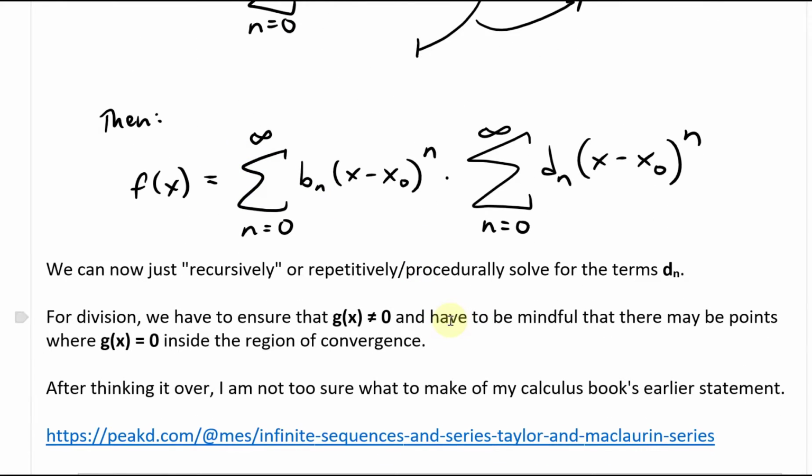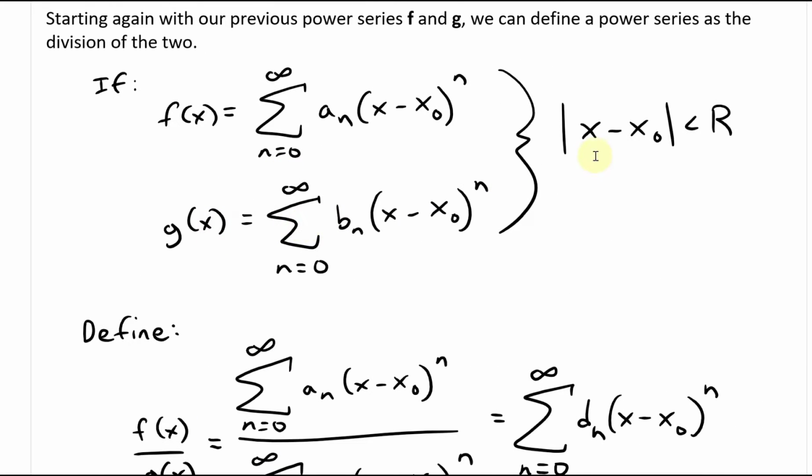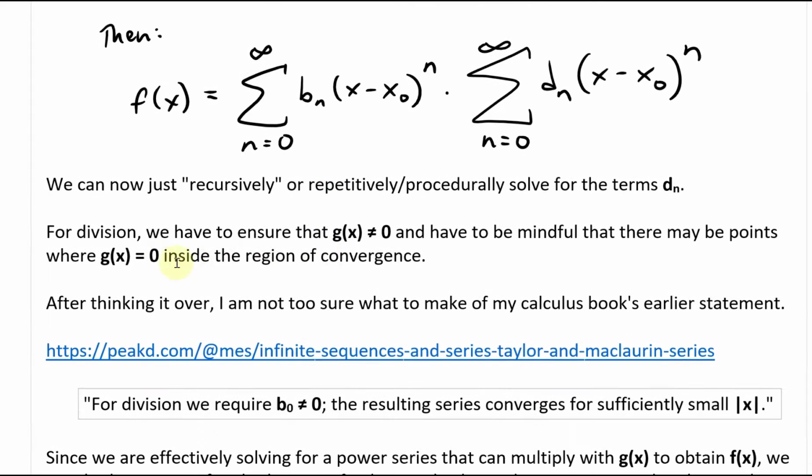And also have to be mindful that there may be points where g of x is equal to 0 inside the region of convergence. So we're given a region of convergence for f and g of x, but it does not state if it's 0 or not, because it can still be 0 and still be within the radius of convergence. So we have to ensure that it's not equal to 0 in our domain when we're looking at it.